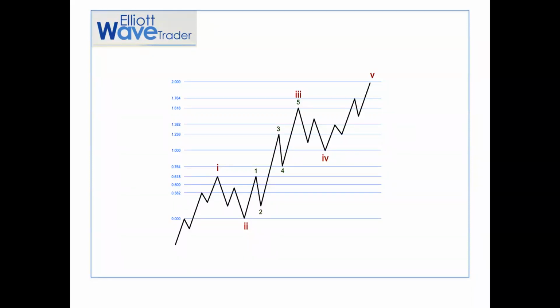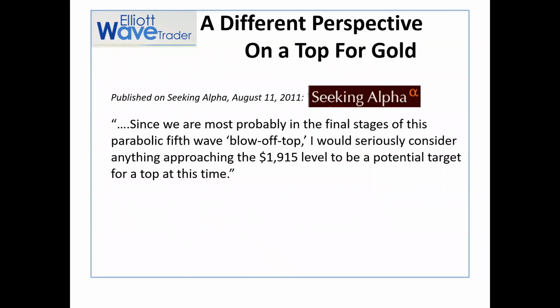Yet back in August of 2011, I wrote the following. As we now know, gold topped within... I'll let you read that. I apologize. Clearly, I was calling for a major top in gold at the 1915 level. And remember, this is at a time when the gold market was going parabolic. Now, as we know now, gold topped within $6 of our target at 1921.